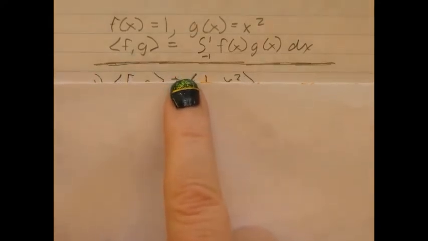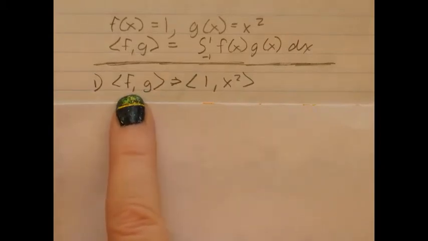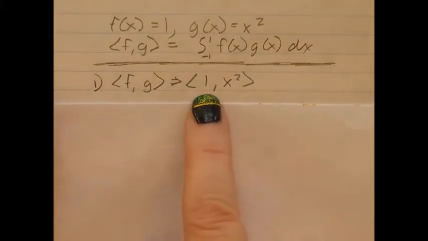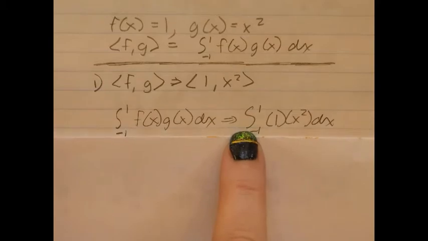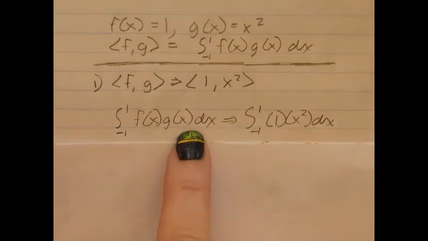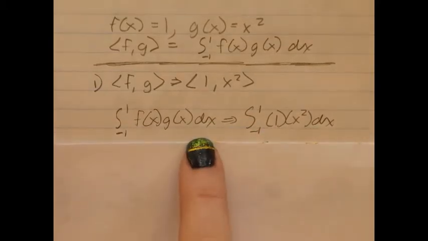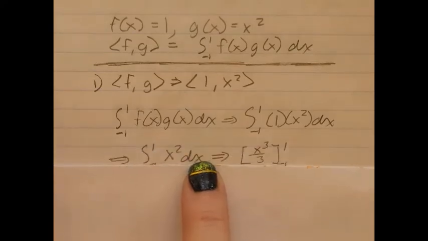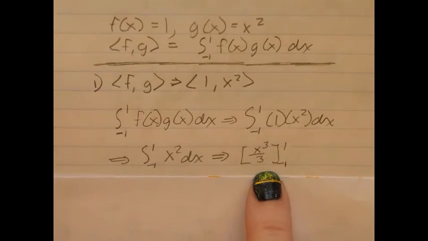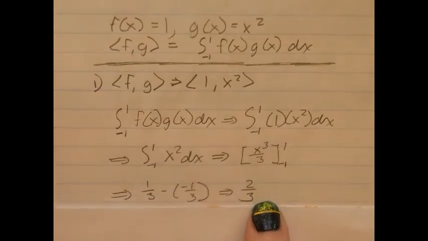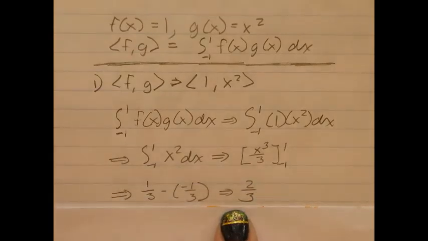Let's start out. All right, inner product space of f and g. And I'm just doing it a little bit more formally. The f function is 1, the g of x function is x squared, and we are going to integrate. So we're just going to input our f of x and g of x, and simplifying and then integrating. Using our bounds, we get 2/3.